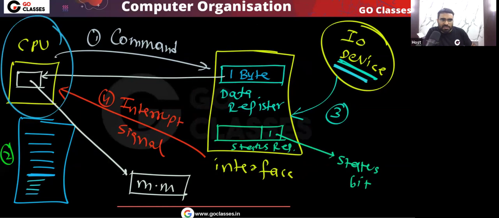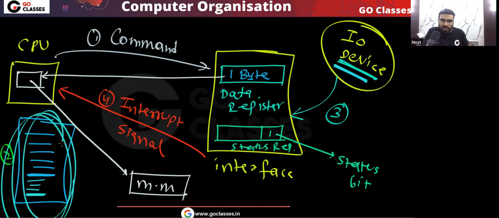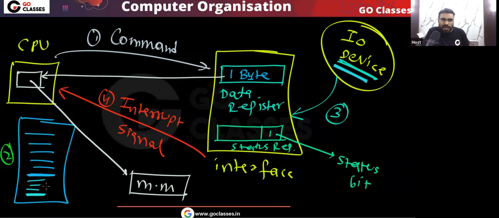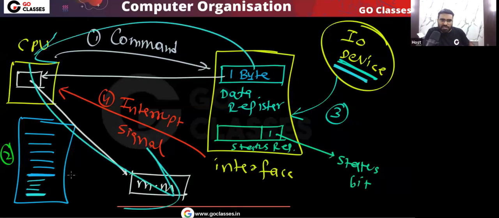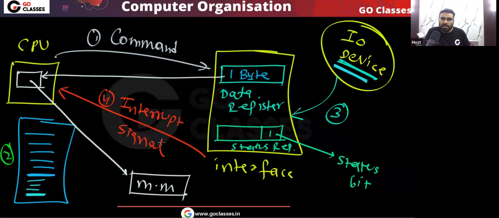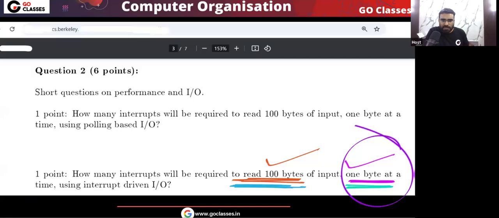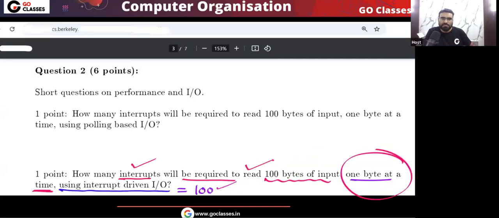When the interrupt signal goes to the CPU, what will the CPU do? The CPU will execute the current instruction fully. After that, the CPU will do a context switch. It will save this work, and then the CPU will do the data transfer. The CPU will take this byte to the CPU register, and from the CPU register, it will send it to main memory. Now 3 bytes are over. For 3 bytes, 3 interrupt signals were generated. Similarly, for 100 bytes, 100 interrupt signals will be generated.